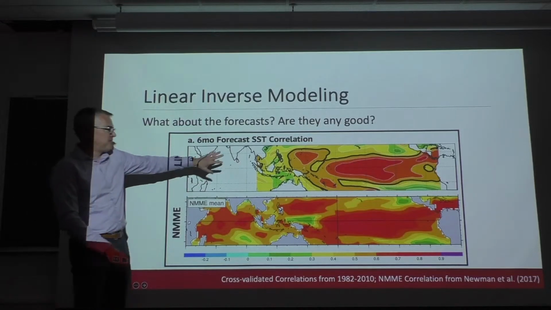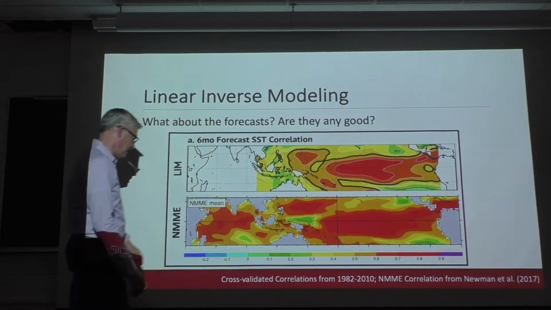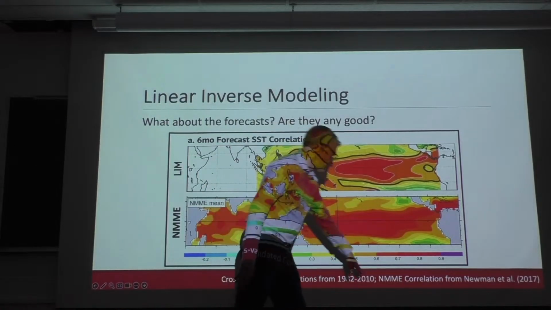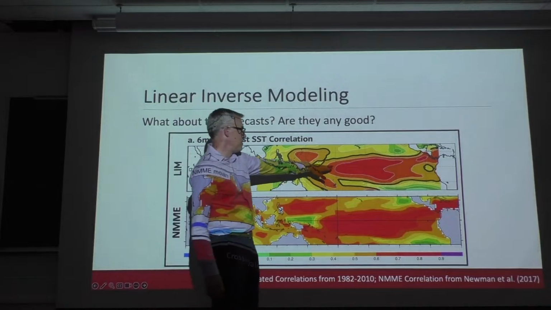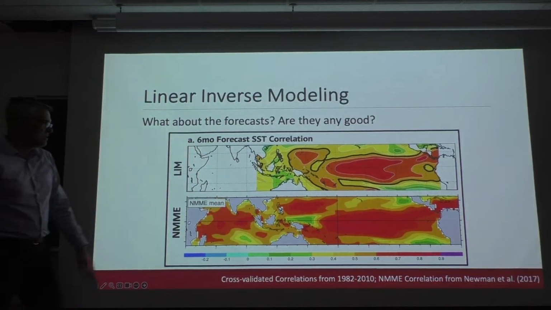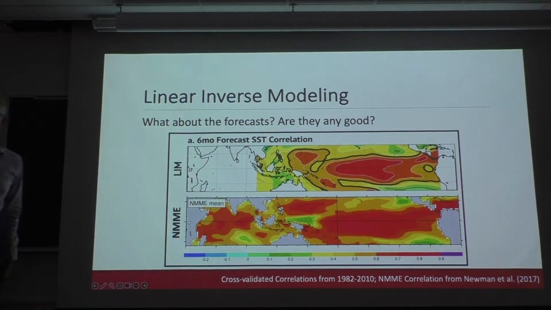And so this is the forecast, this is the SST correlation through time. I think this is 1982 to 2010, so it's the NMME, the North American Multi-Model Ensemble verification period. Here's the spatial map of the anomaly correlation for just the LIM, the linear inverse model. And this is the NMME average. And so it's not that different.